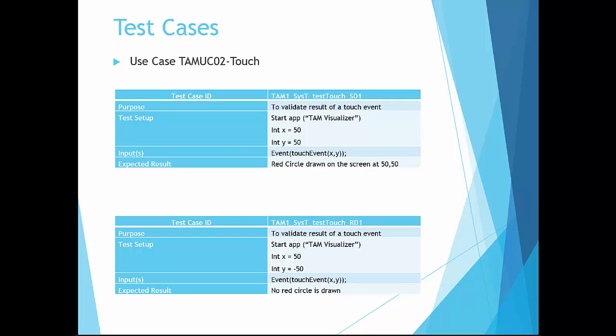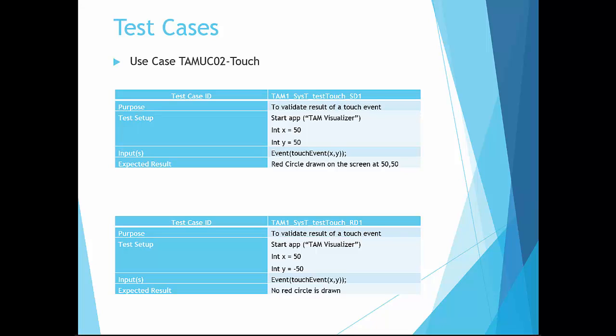For every use case in the TAM visualizer, we have a test case. Two test cases for the touch use case can be seen here. The first one is a sunny day test case in which everything happens in accordance to the use case. The second one is a rainy day test case. In here, events happen differently than in the perfect use case.